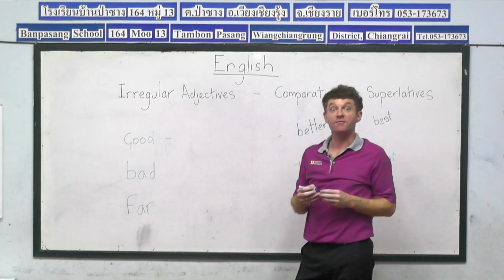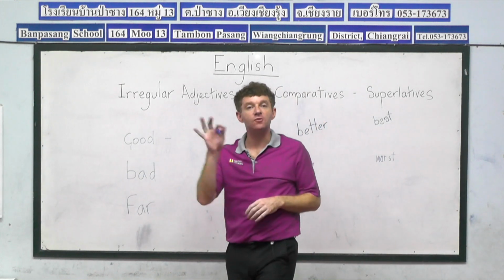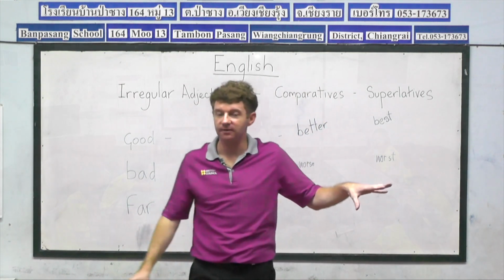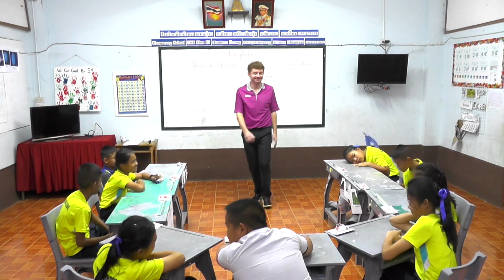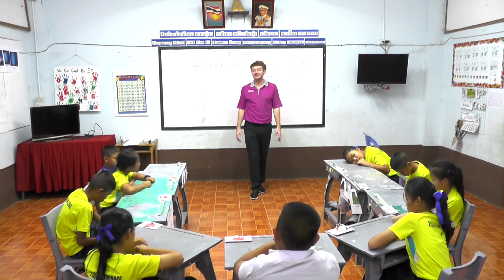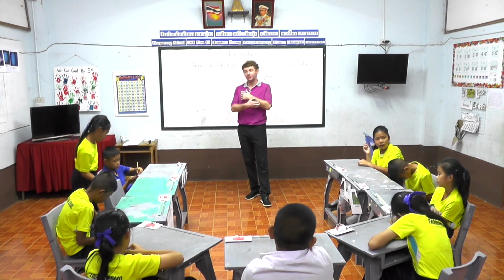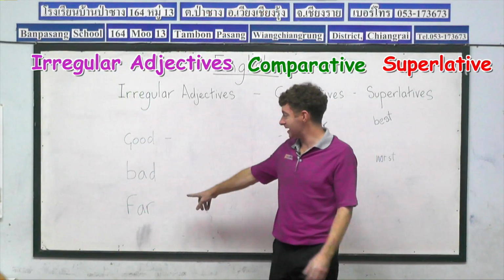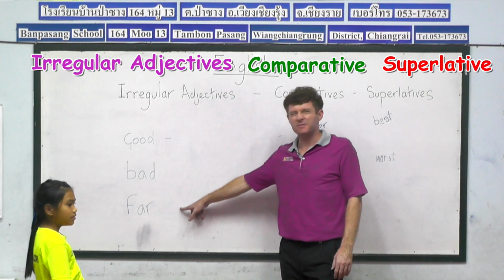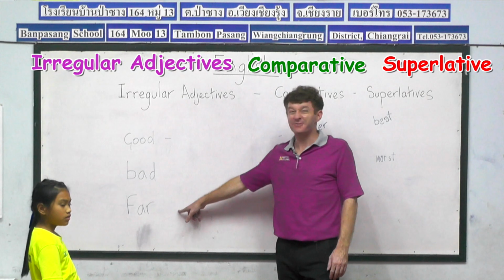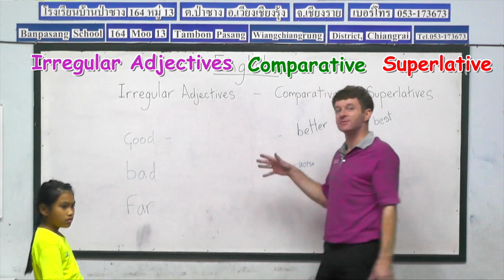F-A-R. Far. So how can we change far into comparative and superlative? Okay, the pen is now with Pak Bung. So Pak Bung can come and bring their pen forward. So what's our adjective, guys? Far. And we can't say farer. We can't say farthest. We have to change far a little bit into the comparative.